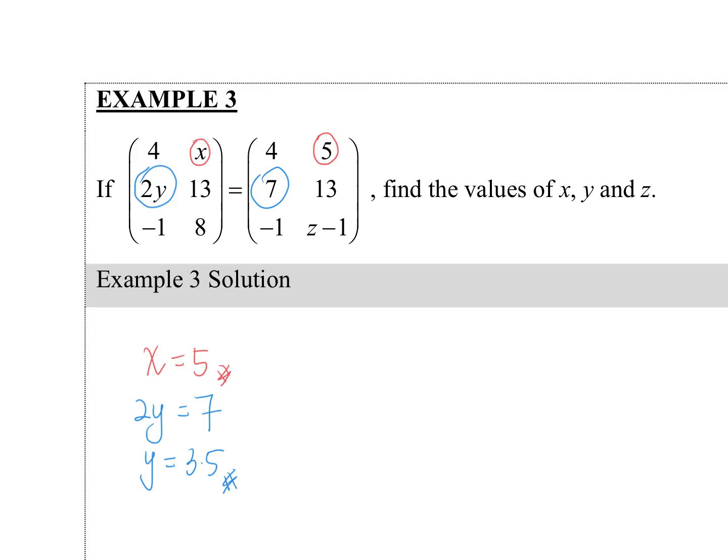Okay, so you compare entry by entry. Then this one is equal to this. So Z must be 9. So just like that, compare them one by one.